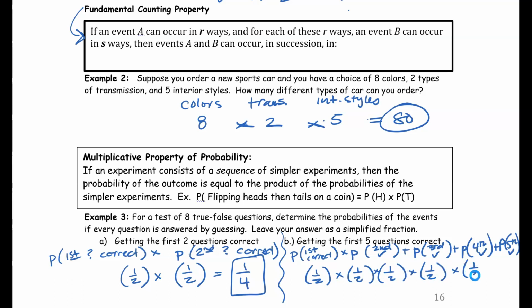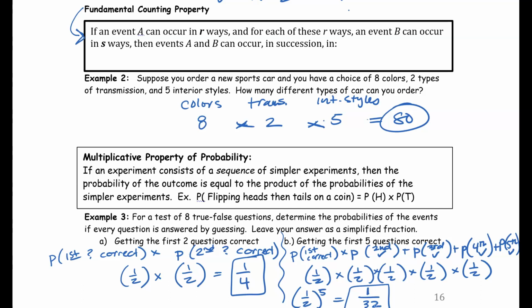A shorter way to do this is by using an exponent. So if you want to use your calculator, I would just take 1/2 and raise it to the 5th power. That will save you some time. Or you could do it by hand. 2 times 2 times 2 times 2 times 2 is 32. And then 1 times itself 5 times is just 1. So the chance of getting all 5 of the first questions correct is 1 out of 32.